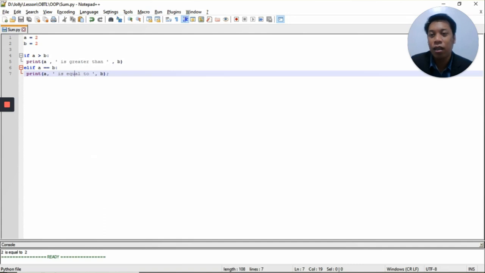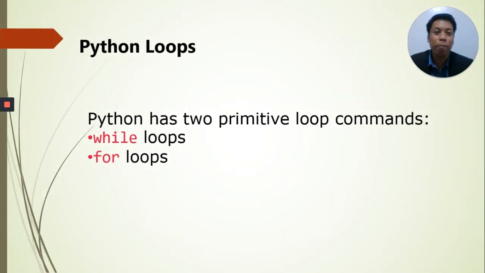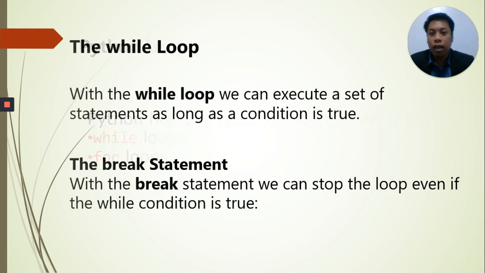Now, after the conditional statement, we move to the looping statement. In Python, we have two primitive loop commands, while and for. We will talk about while first, and after that, we will talk about for, where we will also see the big difference between the for loops of other programming languages and Python. But before that, let's discuss the looping statement, while.